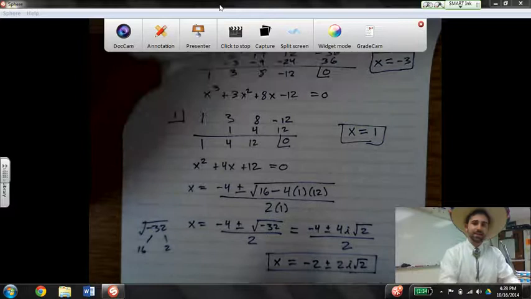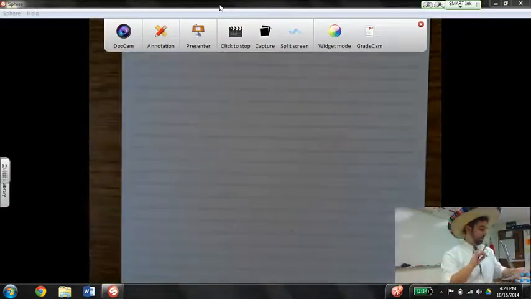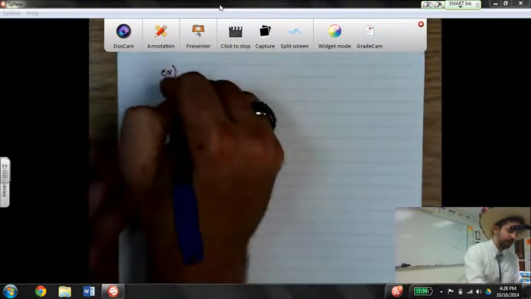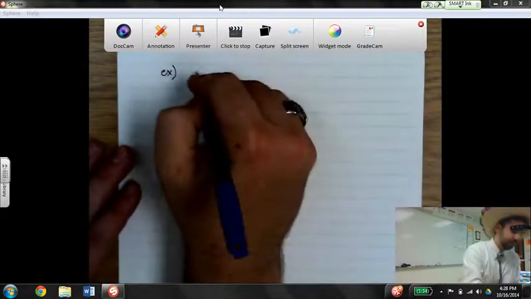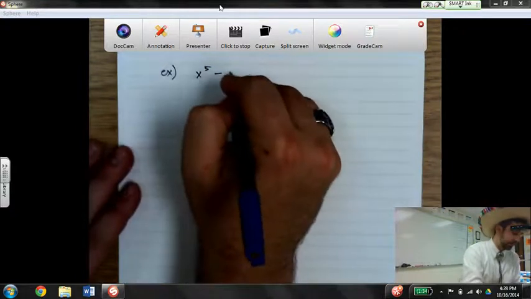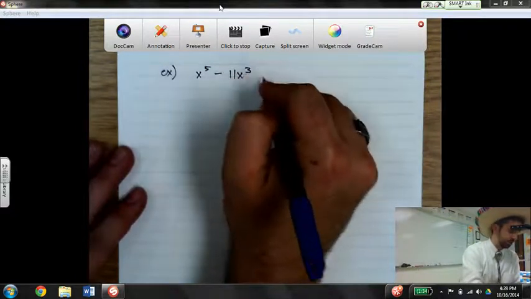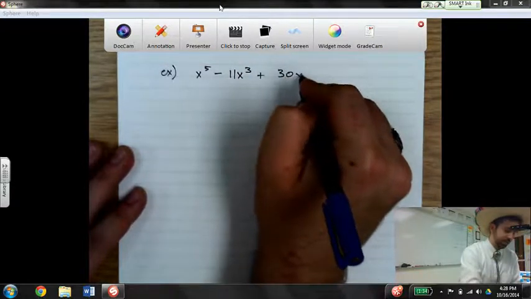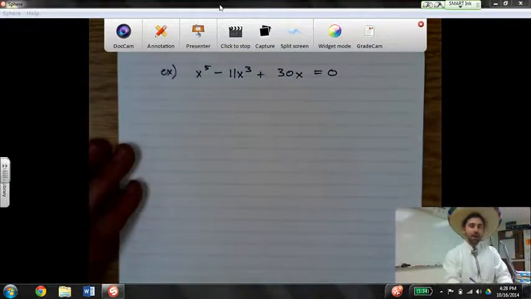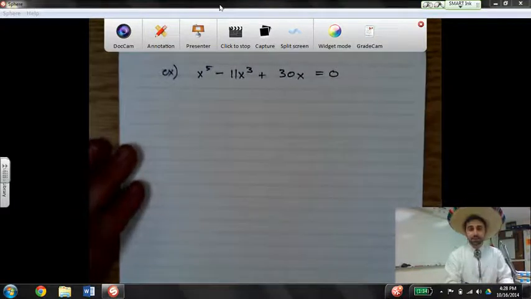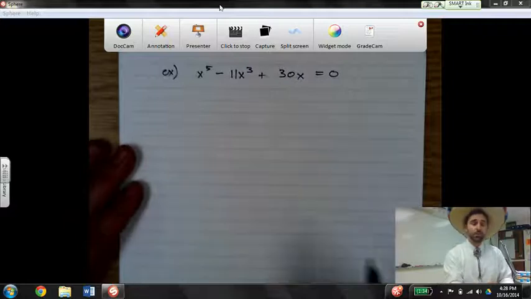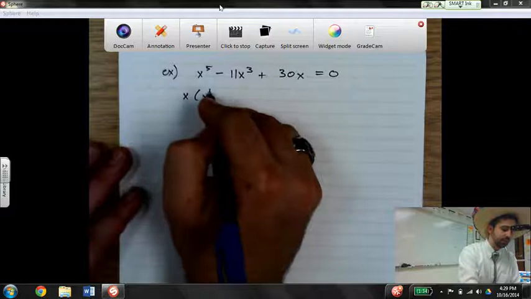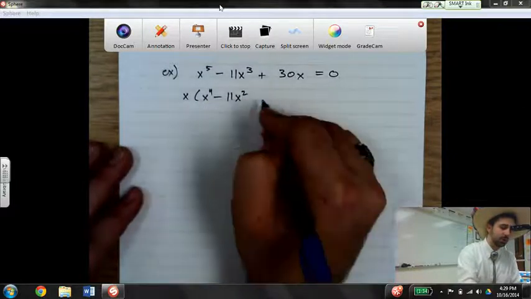The last thing I'm going to show you, and I apologize for the length, is I want to show you a special type of polynomial and a way we can solve it. Given the example x to the 5th minus 11x cubed plus 30x equals 0, I see that each of my terms has an x. So a greatest common factor here would be x. So I can factor out an x from each term, leaving me with x to the 4th minus 11x squared plus 30.